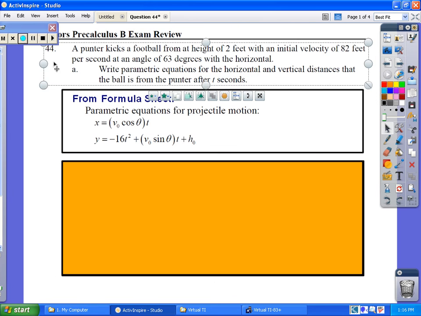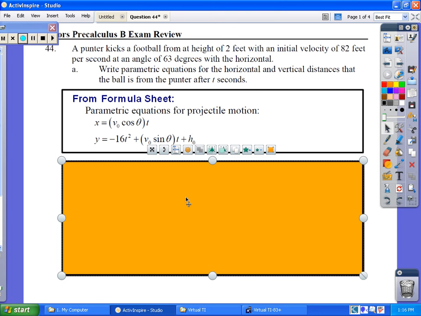From the formula sheet, we see that parametric equations for projectile motion are x equals the initial velocity times cosine theta times t, y equals negative 16t squared plus the initial velocity sine of theta t plus h0, the initial height.